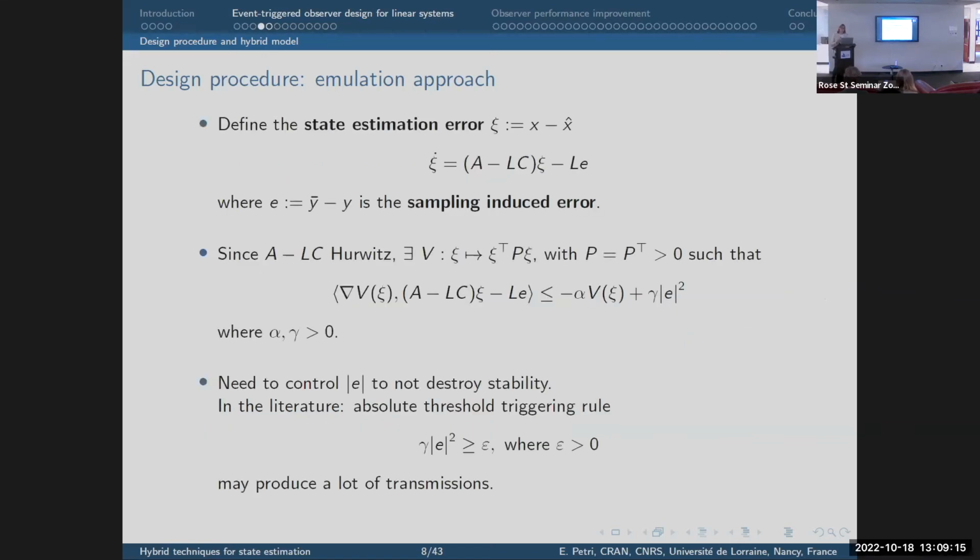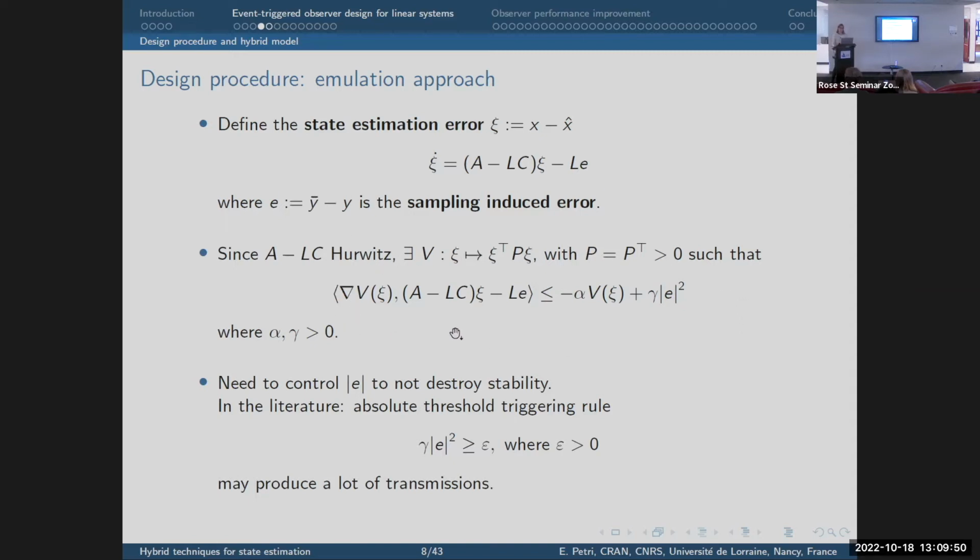And we define the state estimation error as the difference between the real state, x, that is unknown and we want to estimate, and the state estimate of the observer. And this is the dynamic of the estimation error, where this e is the sampling-induced error, so the difference between the last transmitted output value, y bar, and the current output, y. And since the matrix A minus LC is Hurwitz, we know that there exists a quadratic Lyapunov function V, defined as e transpose P e, where P is a symmetric positive definite matrix, so that this inequality here holds.